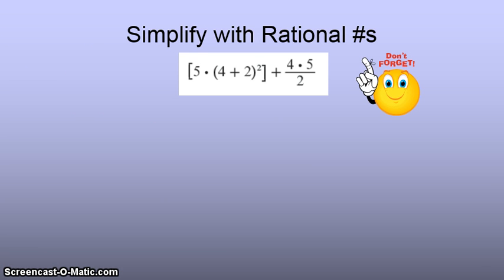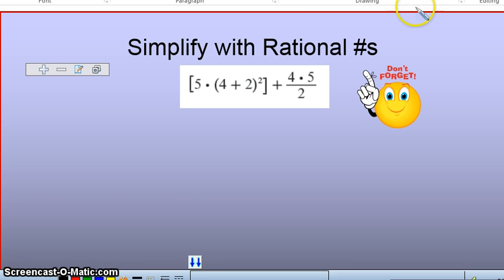All right, now we have another one, and it's simplifying with rational numbers. Now that really just means that we've got a fraction bar happening, and the fraction bar is actually a symbol of inclusion. So you could say the same as having parentheses here. Again, when we work with symbols of inclusion, we start from the inside and work our way out.